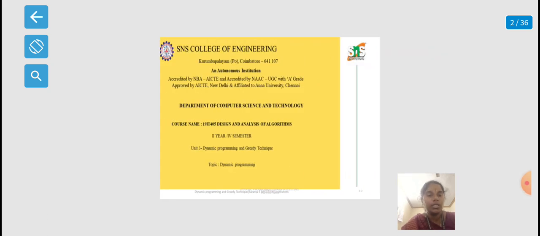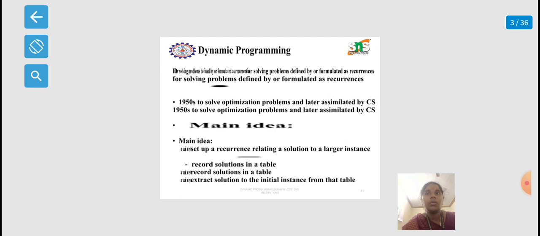Now, my topic is dynamic programming. Dynamic programming is a problem-solving technique formulated as a recurrence process. Dynamic programming requires the problem to be divided into overlapping subproblems. Subproblems can be represented by a table. The third thing is the principle of optimality: recursive relations between a smaller and larger problem.